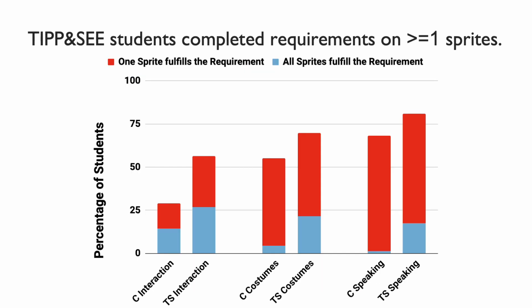To better understand student behavior, we distinguish between fulfilling a requirement on one sprite, where students only practice the skill once, and on all sprites, where students practiced multiple times and finished the task. On this graph, we have the percentage of students on the y-axis and on the x-axis, we have the requirements separated by TIPP SEE and control. The top portion of each bar represents students who only completed the requirement for one sprite, and the bottom portion represents students who completed the requirement for all sprites.